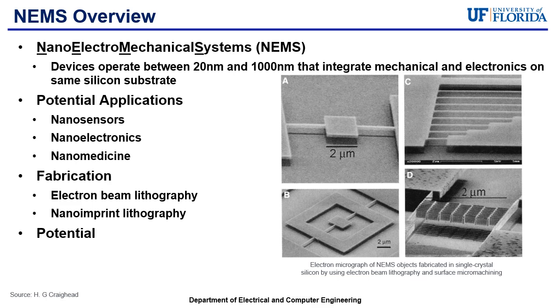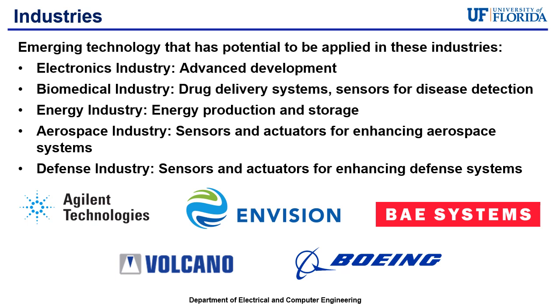The figures shown towards the right are an electron micrograph of NEMS objects fabricated in a single crystal silicon by utilizing electron beam lithography, and is then completed with surface micromachining. And with how widely used MEMS technology is currently being used, the potential of NEMS technology seems inevitable in many industries in the future. Focusing on the industries of NEMS devices.